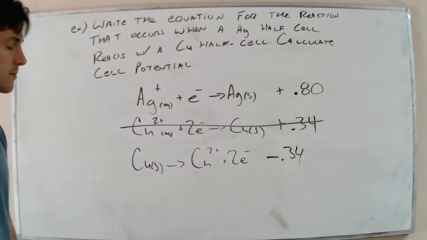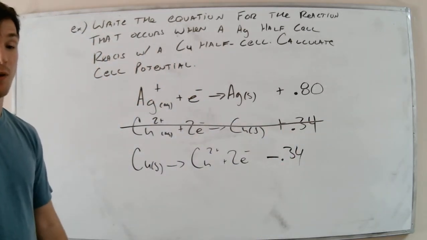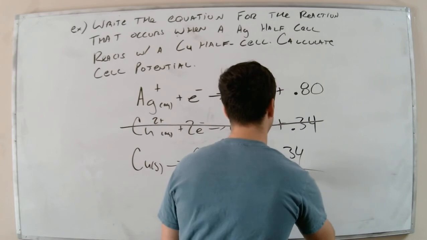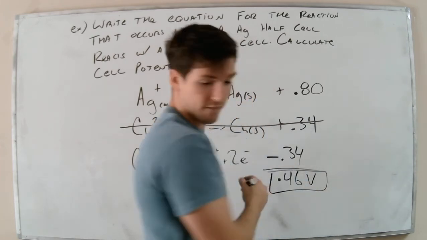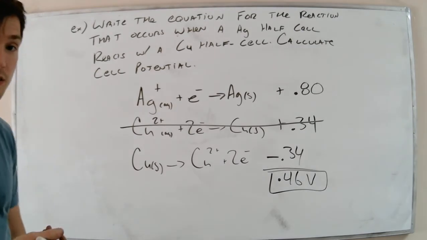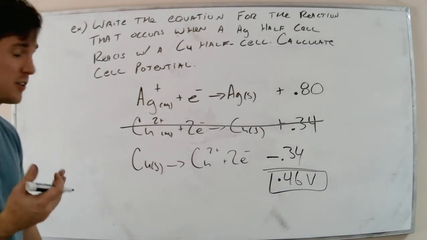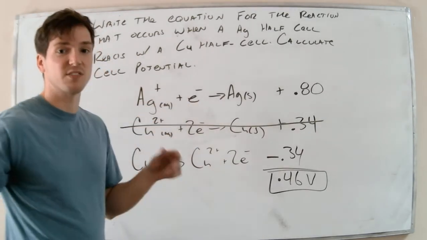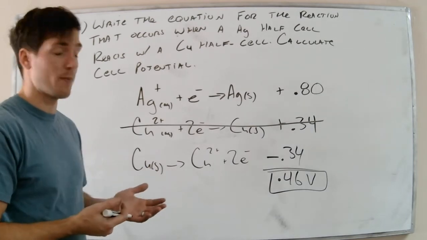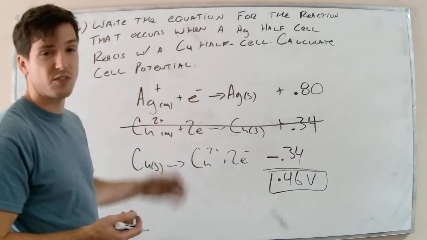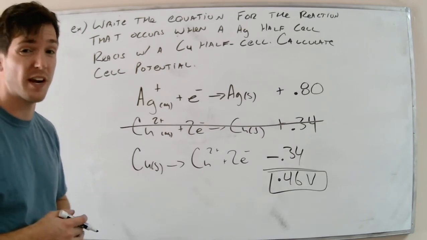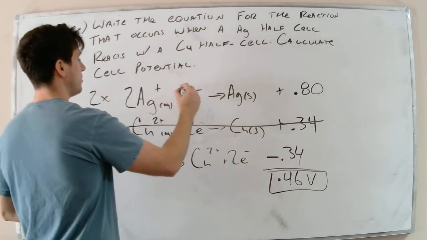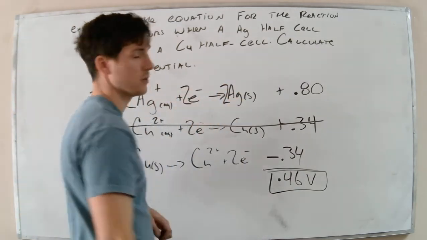All right, so if you want to find cell potential, that's pretty easy. We just add these together, and you'll get positive 0.46 volts. Okay, so that's an easy way to calculate cell potential. But now what we've got to do is combine these guys. In order to combine them, the electrons have to match up. Here, the electrons don't match up. We have 2 electrons in our copper and 1 electron in our silver. Well, what we do there is we just multiply everything by 2 in our silver reaction. So that's going to be 2, 2, and 2.